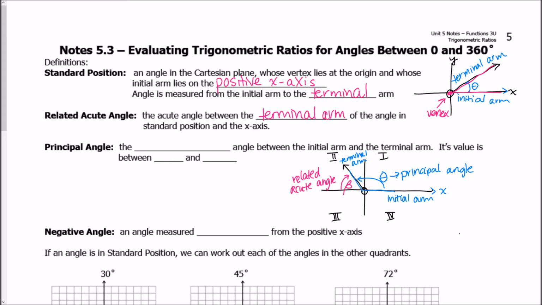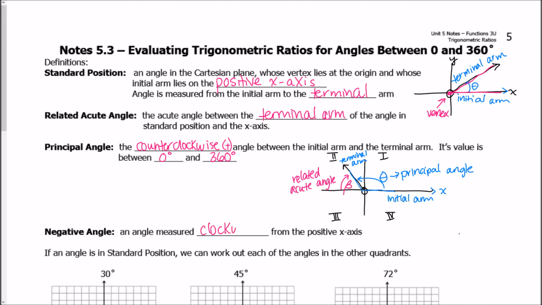The principal angle is going to be the counterclockwise angle. If it's a principal angle and it's considered positive, then it's going to be counterclockwise. Notice how our angle started at the initial arm and went counterclockwise. Between the initial arm and the terminal arm, its value is anywhere between 0 degrees and 360 degrees. Now this is the positive angle. A negative angle is not measured counterclockwise, it's measured clockwise.